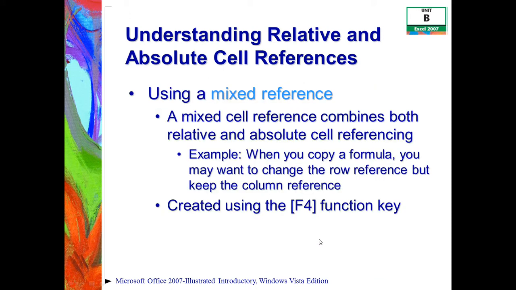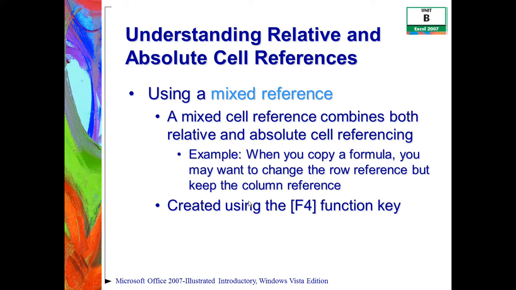Now, sometimes you may want to use what we call a mixed reference. And of course, this is where you want either the row to change but the column to stay the same, or you want the column to change and the row to stay the same. And that's what we call a mixed reference. That is created also using the F4 key on your keyboard. And if you want one to change but not the other, you would put the dollar sign in front of the part that you don't want to change.